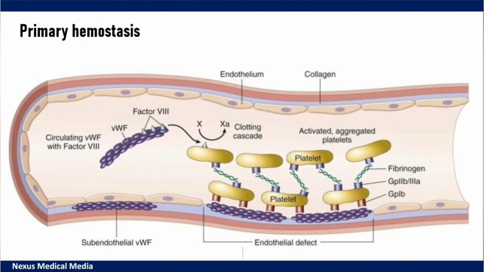Right, so this is just a conclusion of primary hemostasis. Right, so this in purple is von Willebrand factor, and these are platelets. So between von Willebrand factor and platelets, you have glycoprotein 1b. Between platelets themselves, they are glycoprotein 2b3a, you can see them, and in the midst, you have fibrinogen. So these are the receptors.